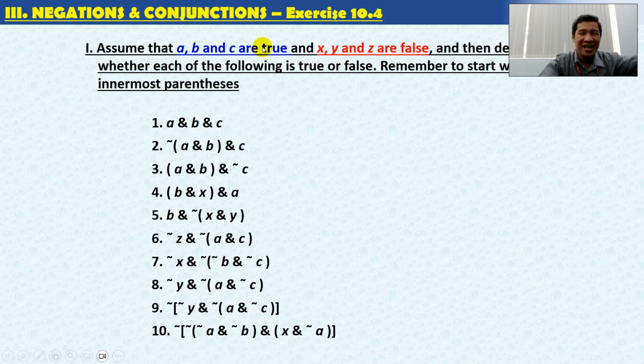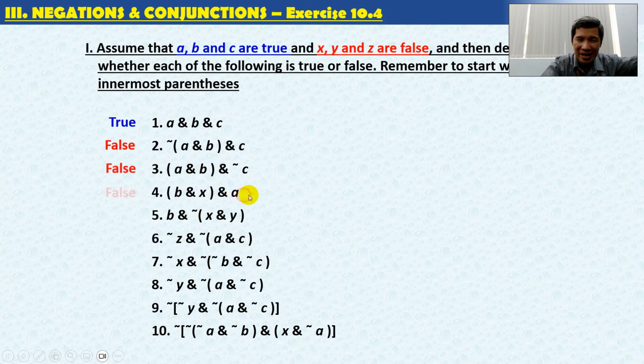Now A, B, C true, X, Y, Z false. A and B and C true. Not the case, A and B and C false. A and B, so we do, yeah, within the brackets first. A and B, true, true, true. True, not C, true, not C, false. Then true and false, false.